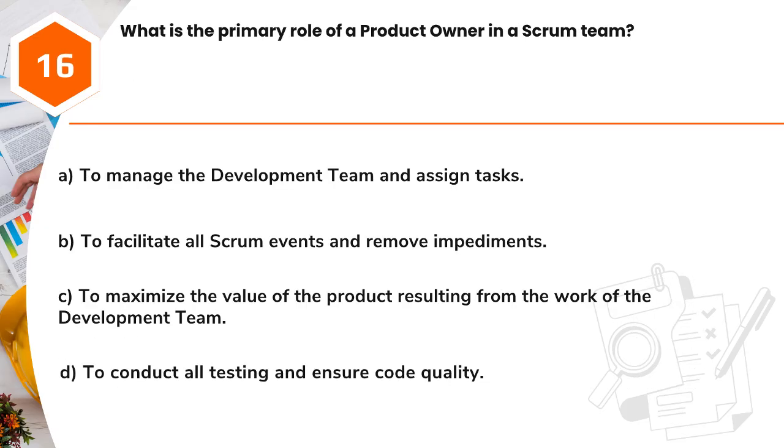Question 16. What is the primary role of a product owner in a Scrum team? A. To manage the development team and assign tasks. B. To facilitate all Scrum events and remove impediments. C. To maximize the value of the product resulting from the work of the development team. D. To conduct all testing and ensure code quality.